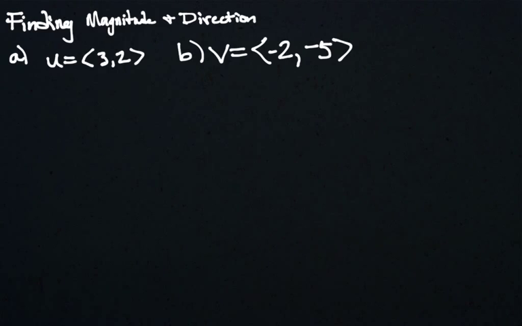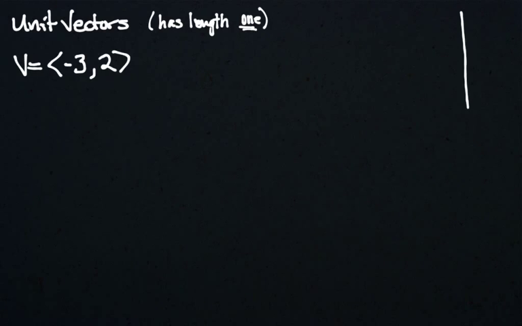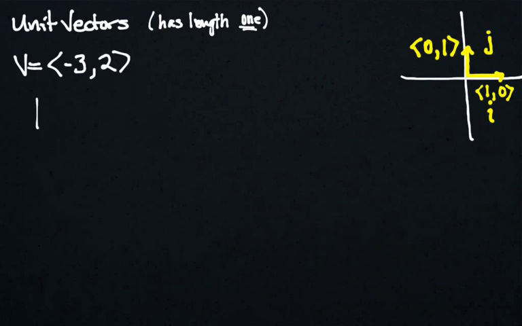When you find magnitude and direction, first of all, why did it go back there? Who knows?